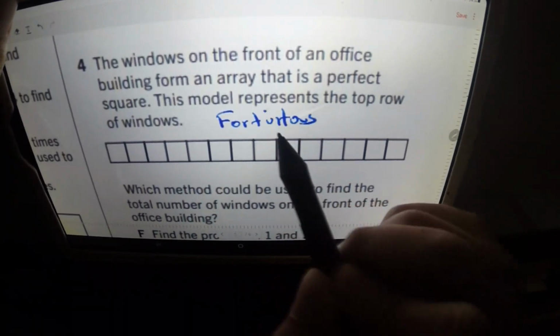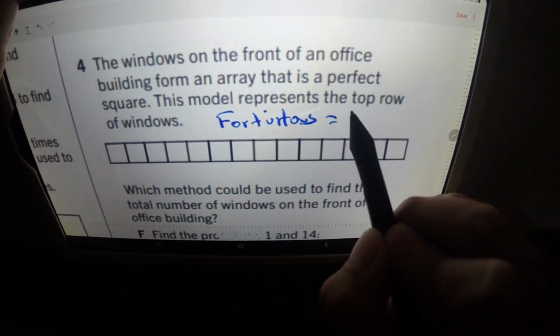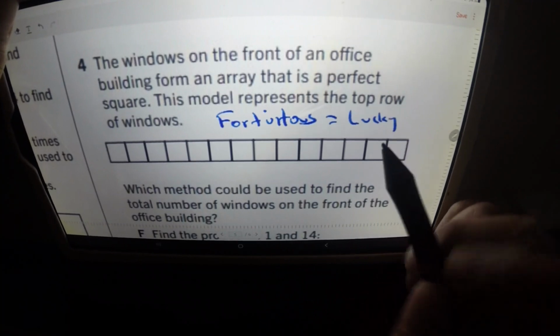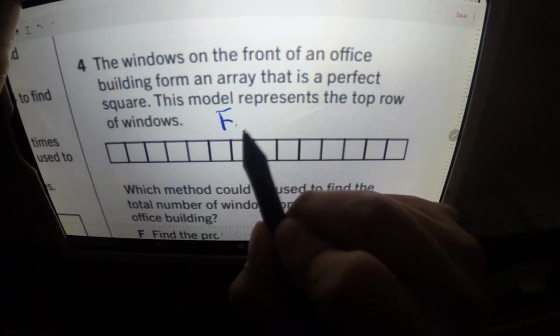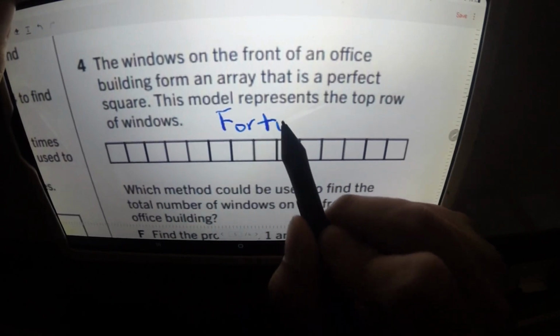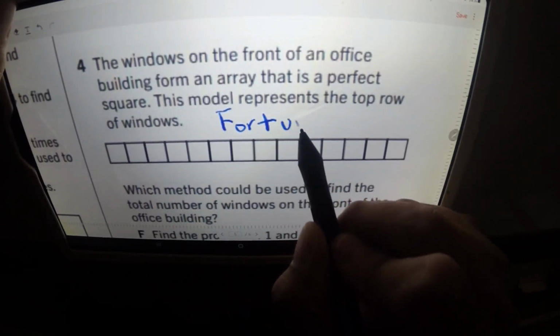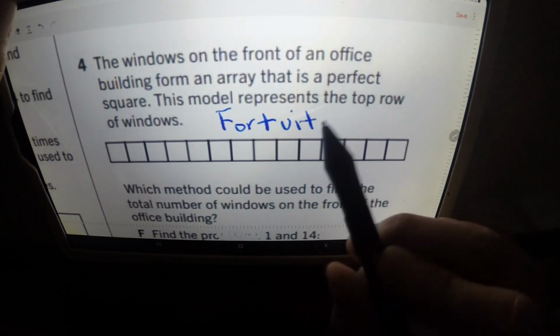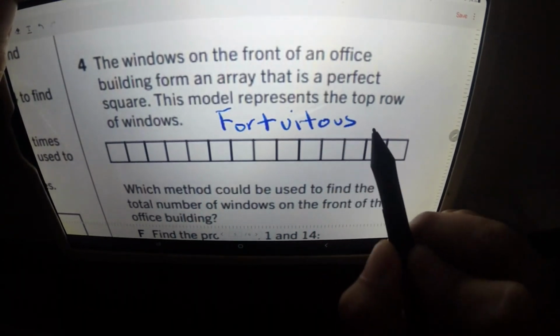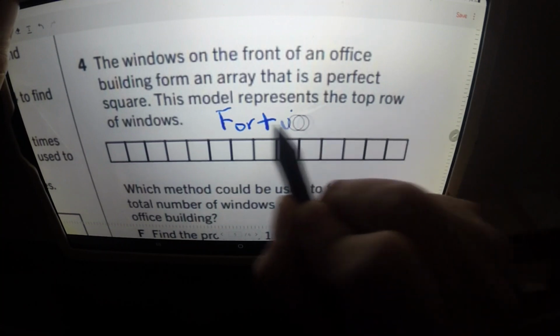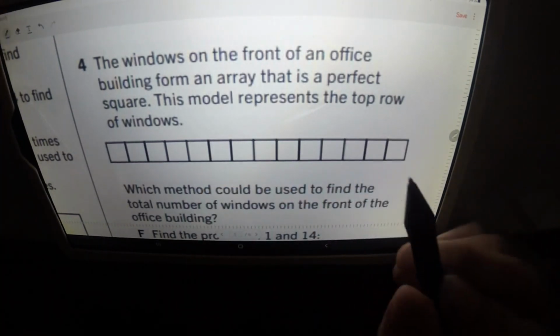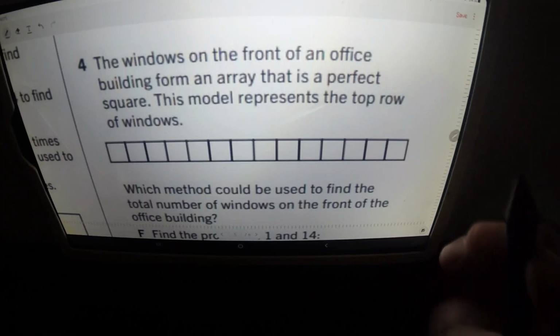Fortuitous, which means lucky. So again, I'll write that word again. Fortuitous means lucky. So that was lucky. It was fortuitous that the alarm went off at the last part of that question, because I didn't want to start a new video.